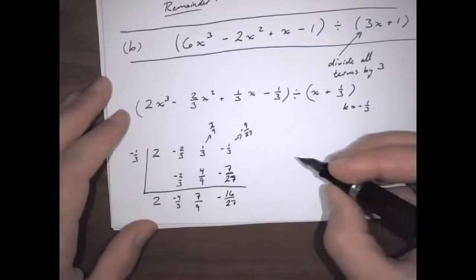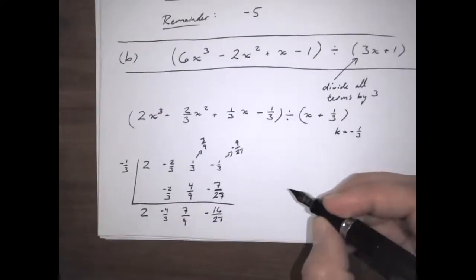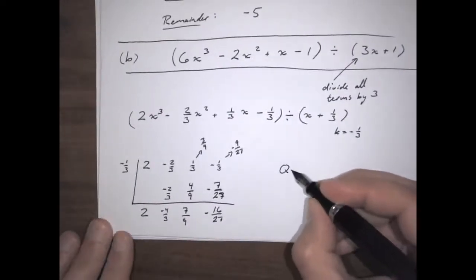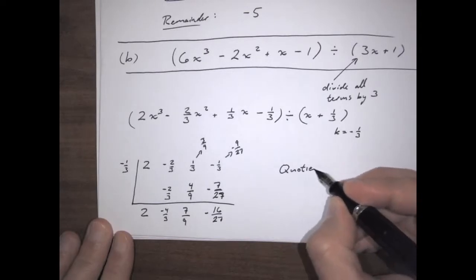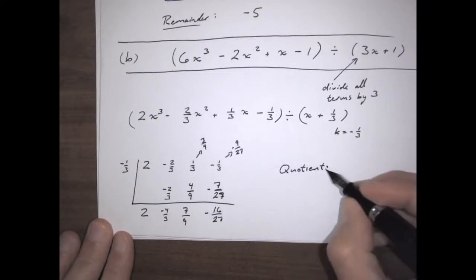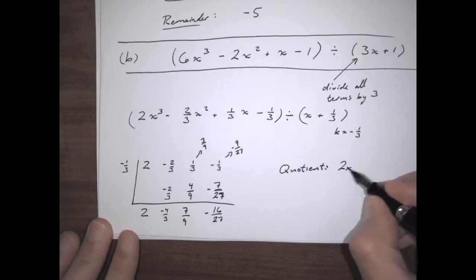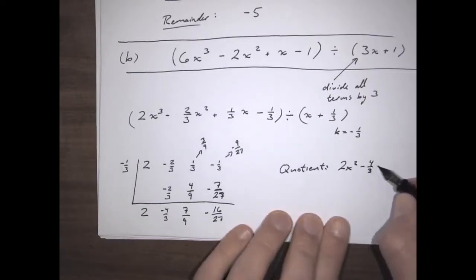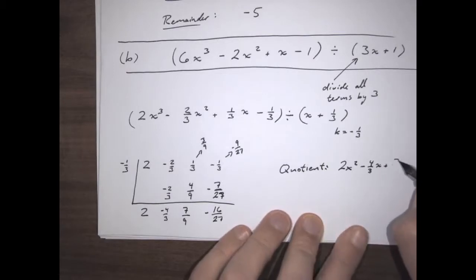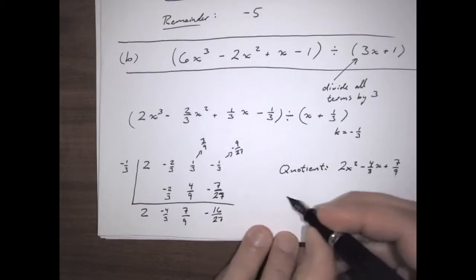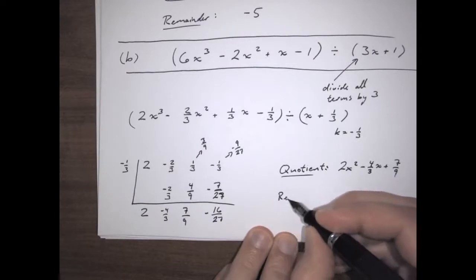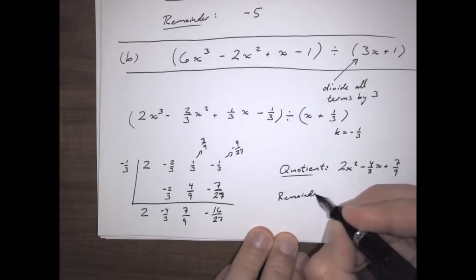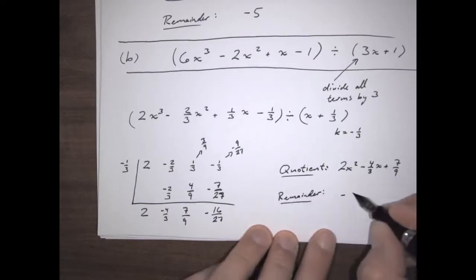Okay, and then that gives us a final answer of a quotient that is 2x squared minus 4/3 x plus 7/9, and the remainder negative 16/27.